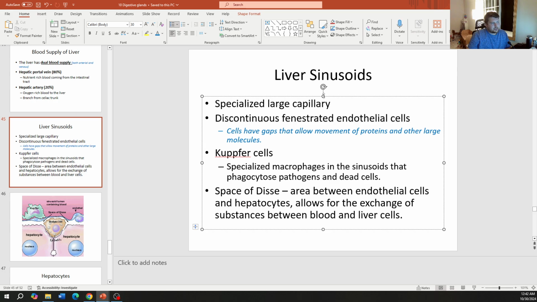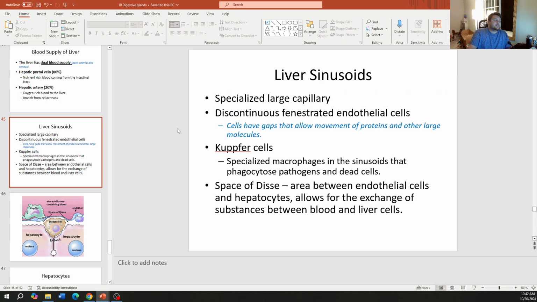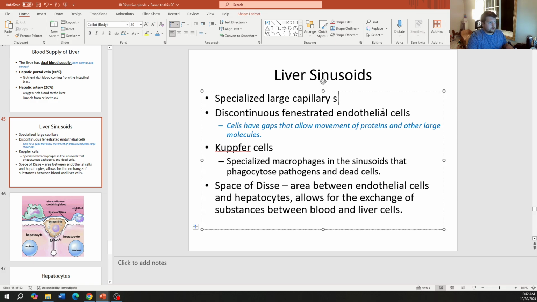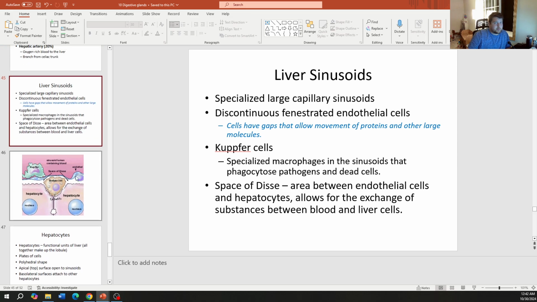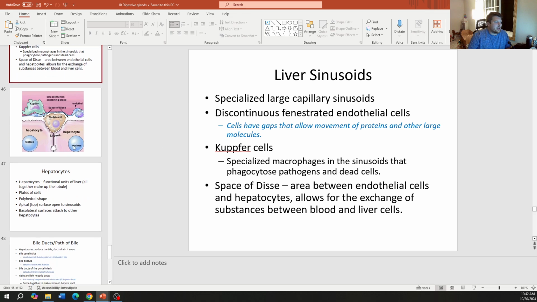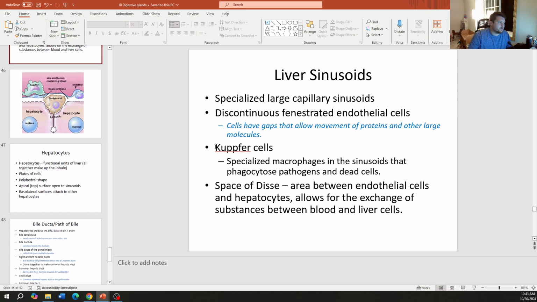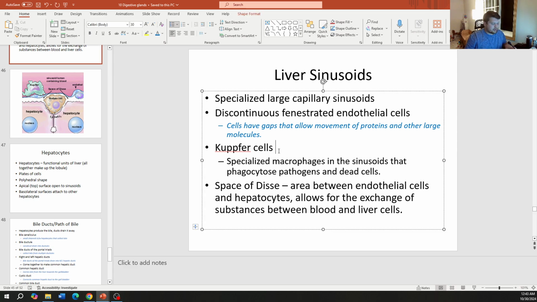Much like in the spleen, we talk about sinusoids. The liver also contains specialized large capillary sinusoids. Okay? Very, very similar to what we saw with the spleen in the previous lymph lecture, cleaning the blood, that kind of stuff. So there are discontinuous fenestrated endothelial cells, which have these specialized macrophages called Kupffer cells. So we really just want to make the connection: the liver has Kupffer cells. Kupffer cells are the immune cells of the liver.